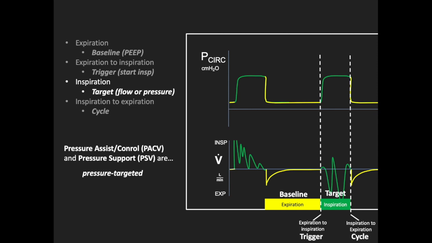The names of the modes are confusing, but we just kind of have to deal with it because that's the nomenclature that the manufacturers use for historical reasons. But if you really know what you're talking about, you will say something like volume assist control is a flow targeted mode, or pressure assist control is a pressure targeted mode, or pressure support ventilation is a pressure targeted mode. And if you say that, then I know you know how the ventilator is working during inspiration.